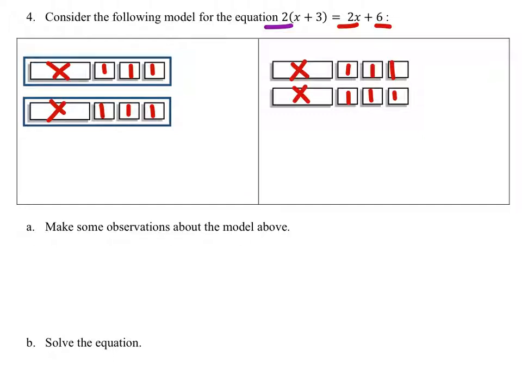Let's make this bigger. That's better. All right. For example, the model shows the same x's and ones for both sides of the equal sign.